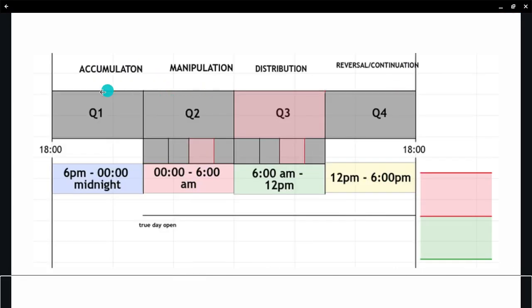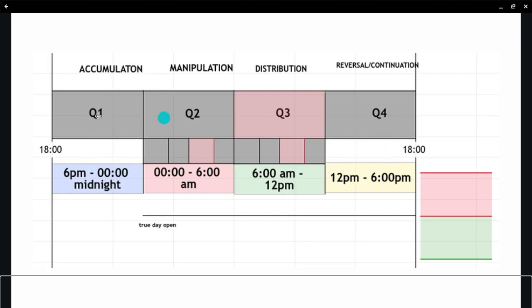A clear depiction of what I was speaking of in my previous slide. All right, accumulation Q1, manipulation Q2, distribution and reversal or continuation. You can look at the time, mark the 6 p.m. candle towards the 6 p.m. candle of the next day. So Sunday 6 p.m., Monday 6 p.m. In between, this is your daily range.